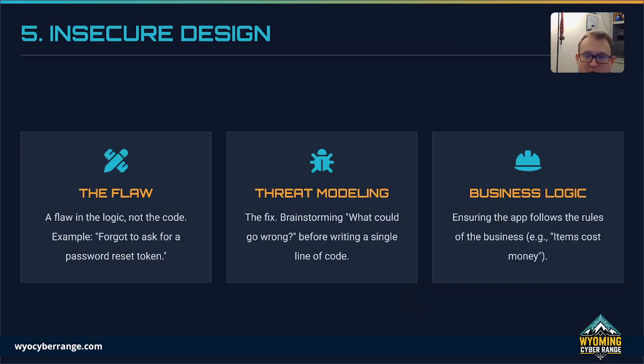The next weakness on the OWASP Top 10 is insecure design. This isn't a coding error, it's a logic error. It's a flaw in how the system was thought out. An example here is a forgot password flow. It's going to ask for the username and then maybe display a new password on the screen. The code works perfectly, but the design is insecure.